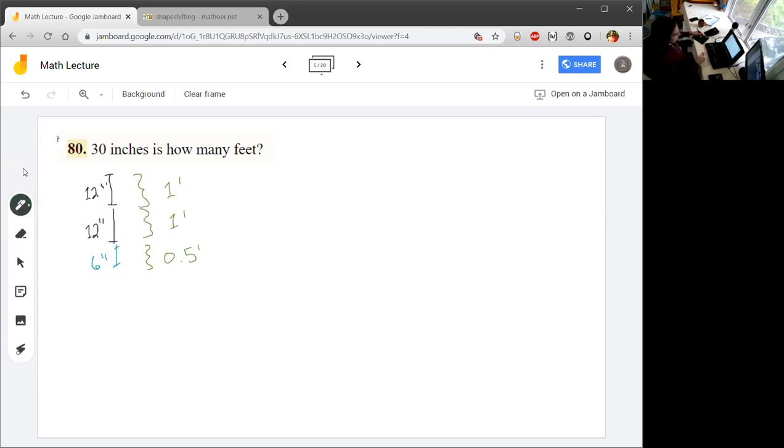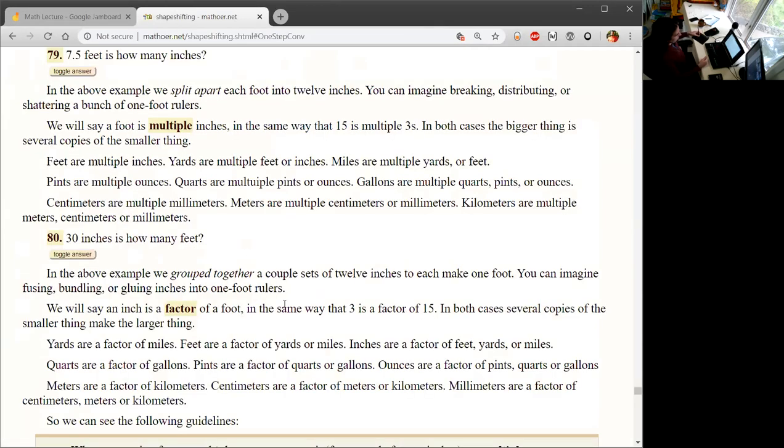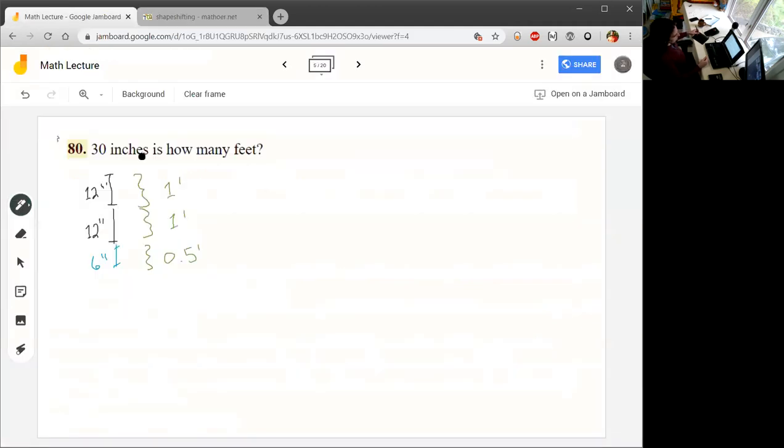So we're squishing inches together. Maybe other words that would make sense for you is we're grouping, or we're fusing, or we're bundling, or we're gluing, whatever makes sense to you. We're taking these 12 inches and attaching them together to make a 1 foot ruler, and then we're done. So math-wise, we're going to take our 30 inches and divide by our 12 to get 2.5 feet. Everyone okay with that?